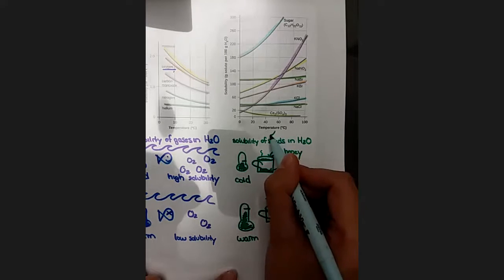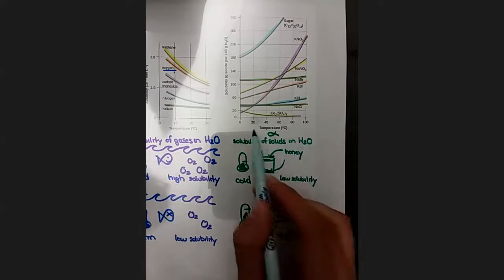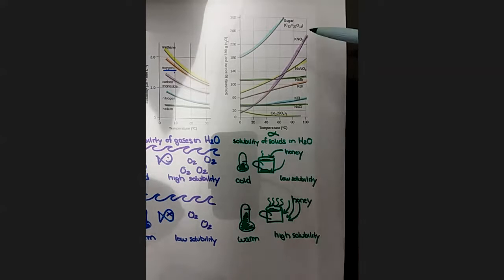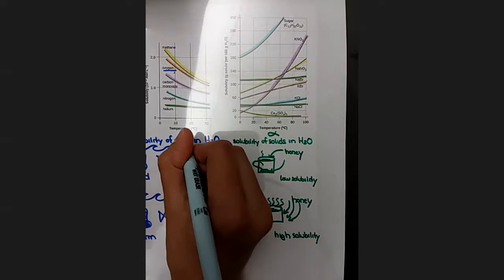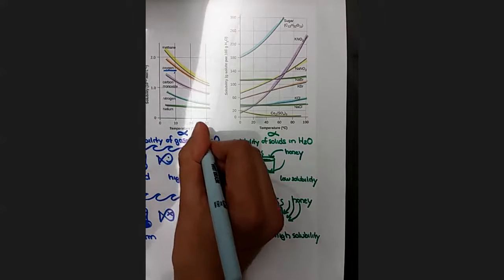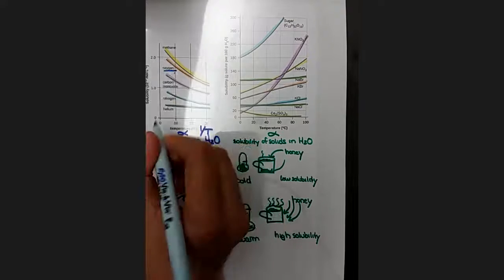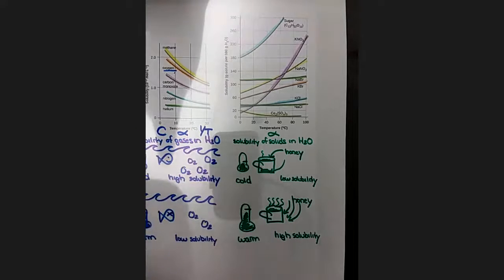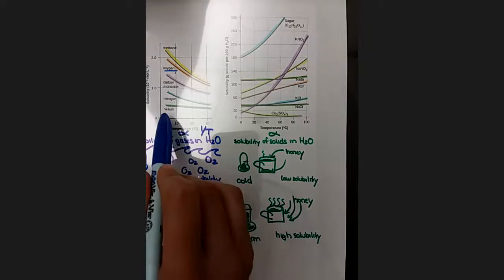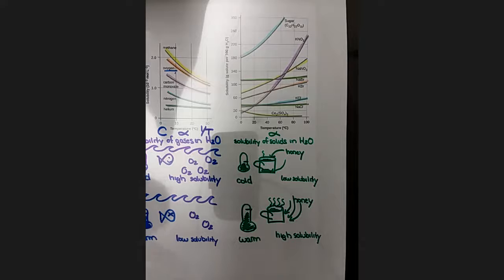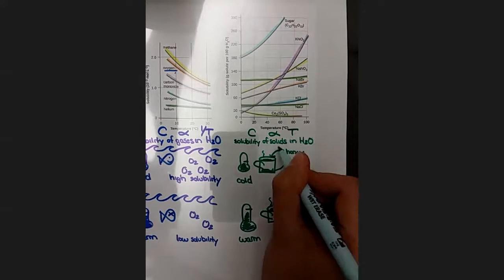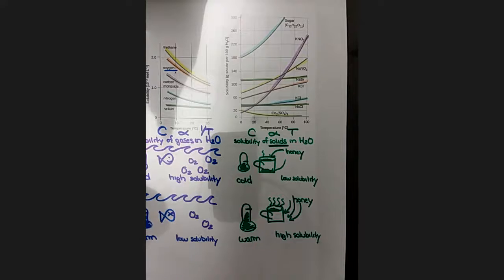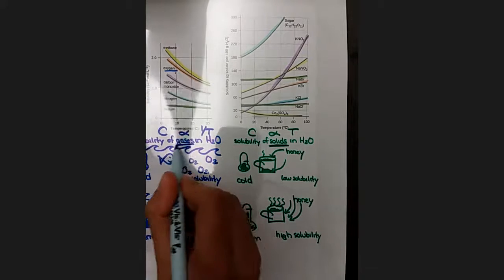So if we were to summarize, we could say the solubility of solids in water is going to be directly proportional to temperature, because as we increase the temperature, we increase the solubility. And when we're talking about gases, it's going to be proportional to 1 over temperature, because as we increase the temperature, we decrease solubility.